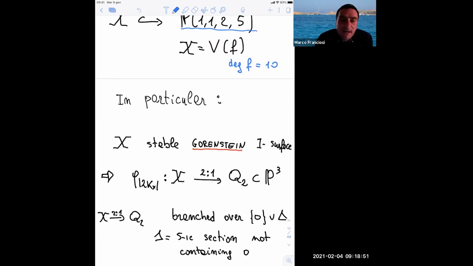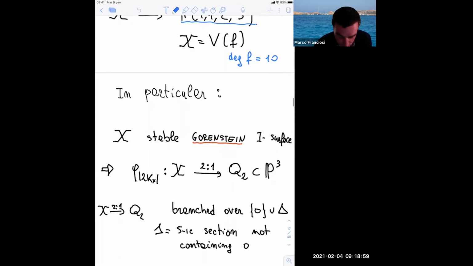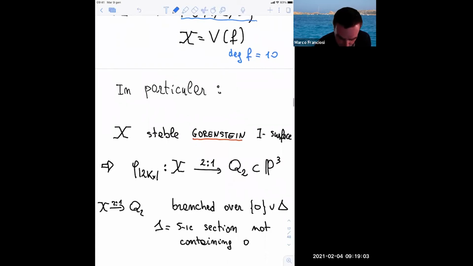So, looking at the bicanonical map, it's onto the quadric cone. It is branched over the vertex and the quintic section, not containing 0. If you want Gorenstein, we need a section not passing through 0.